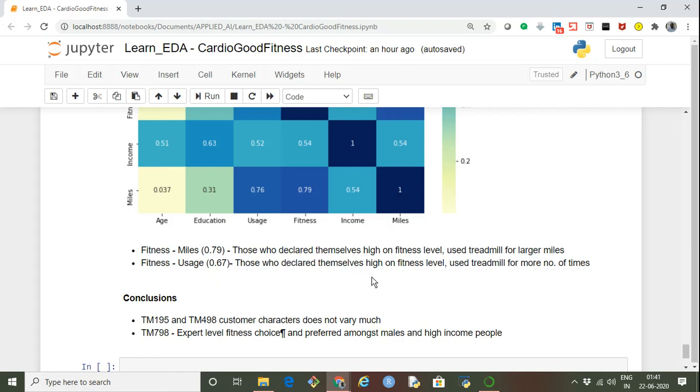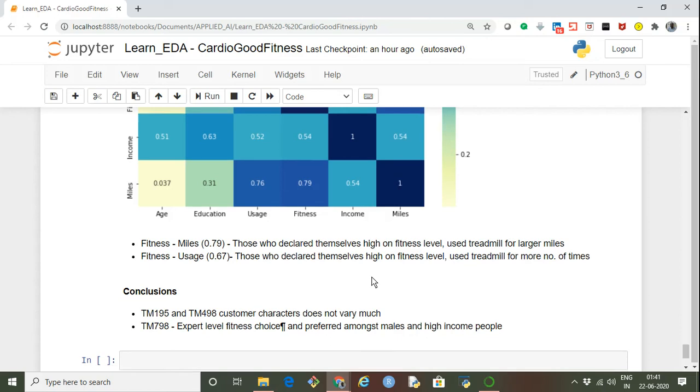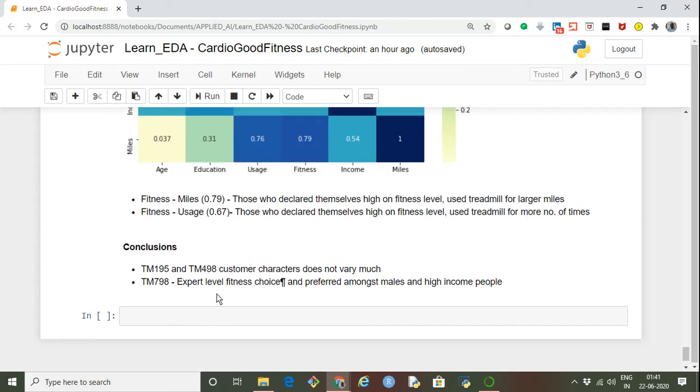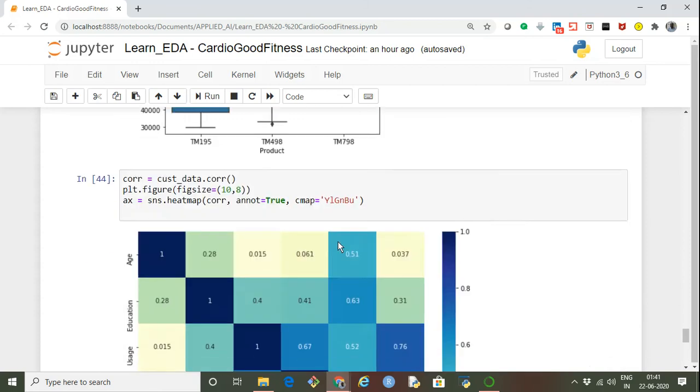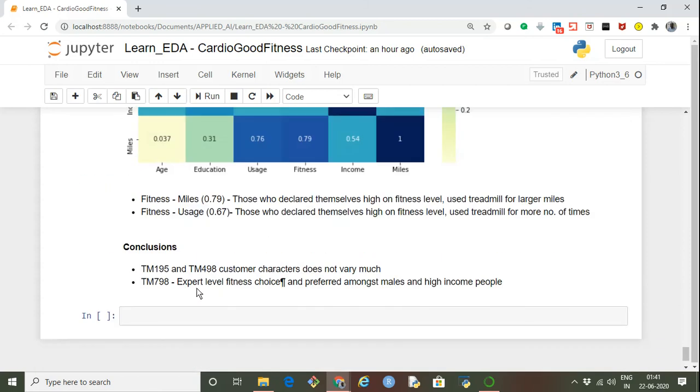Those who declare themselves high on fitness opted to use the treadmill more number of times, and obviously the more they use it, the higher the number of miles they are going to cover in a week. So the conclusion that we derive is that TM195 and TM498 customer characteristics do not vary much, whereas TM798 looks like an expert level fitness choice, and it is preferred among males and especially among the high income people.